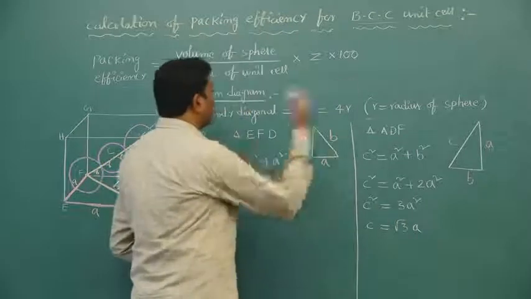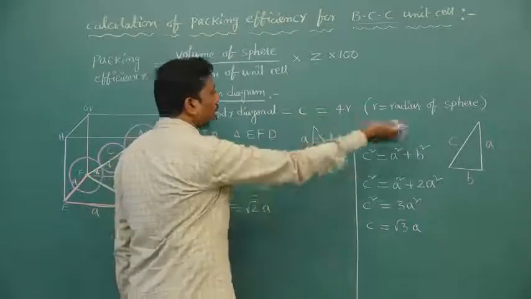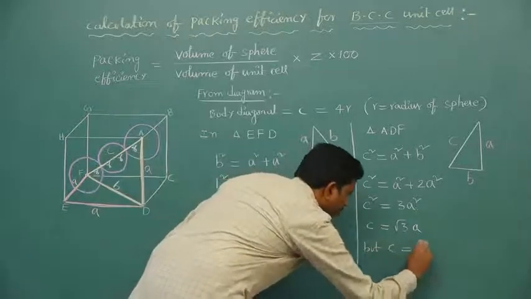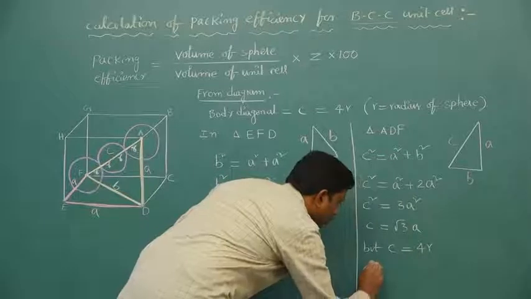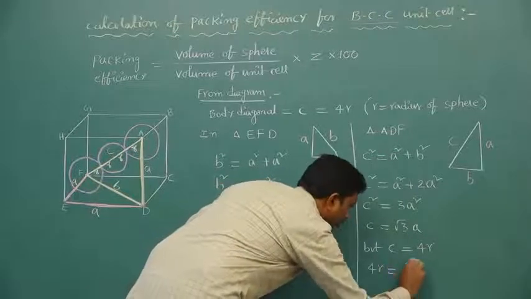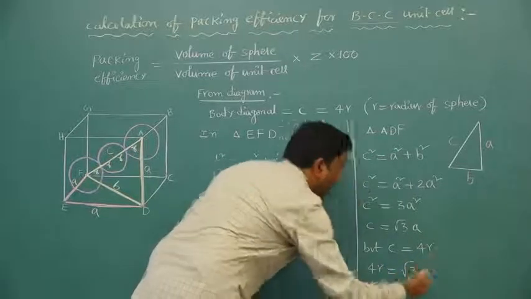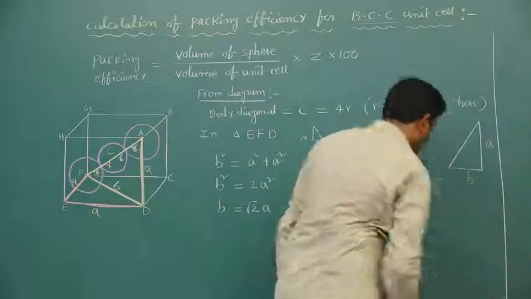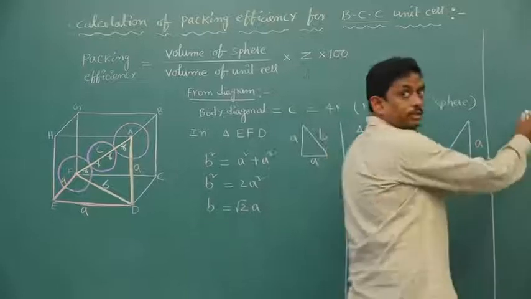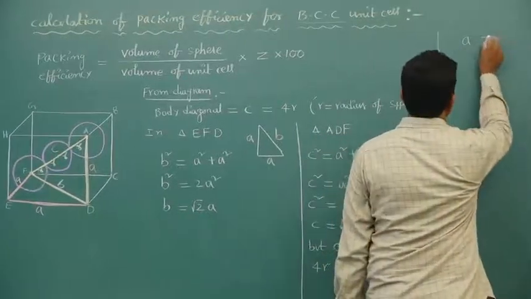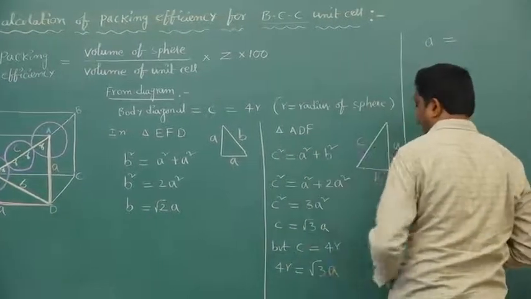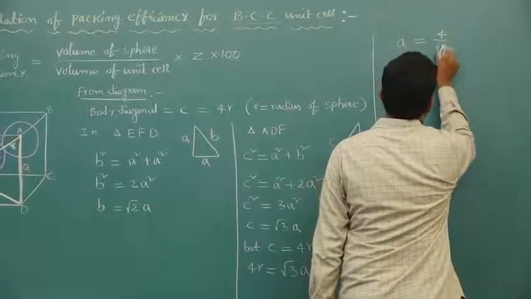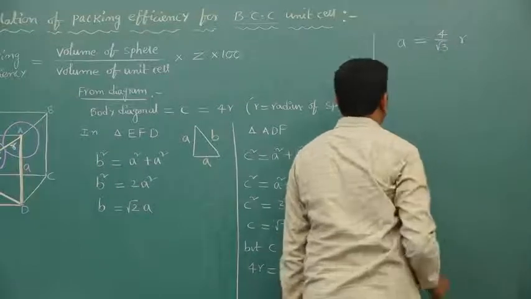But from the diagram we identified that body diagonal C equals 4R. So 4R equals root 3 A, and A equals 4 by root 3 R. This is A.